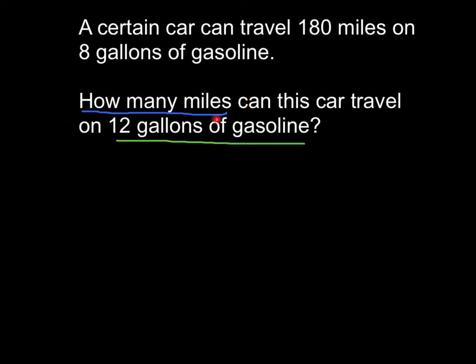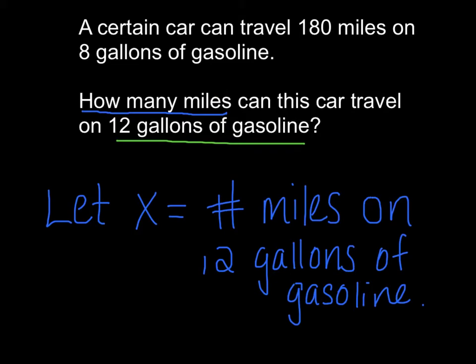So like we've been doing in other word problems, I'm going to set a variable equal to my unknown. I will say let x equal the number of miles on 12 gallons of gasoline. By this I mean x is equal to the number of miles that this particular car can travel on 12 gallons of gasoline. In order to answer this particular word problem, I'm going to use a proportion.